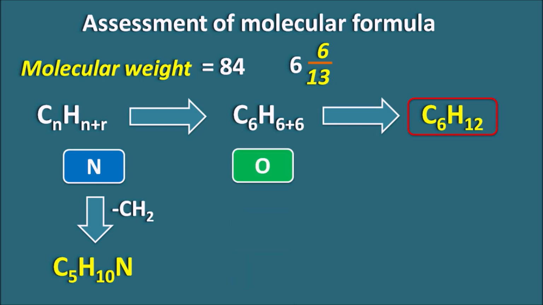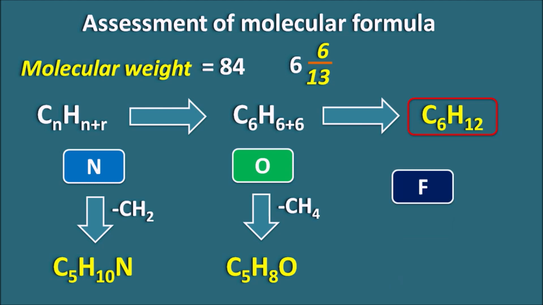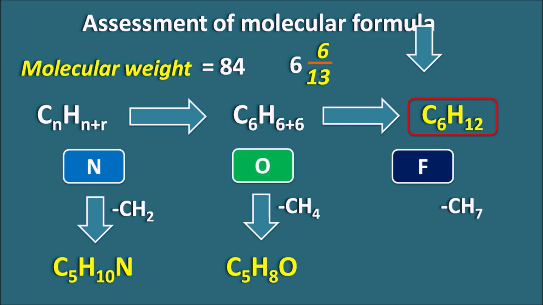Similarly, if we want to add oxygen, since oxygen has an atomic weight of 16, we can deduct CH4, because carbon is 12 and hydrogen is 4, so the total is 16. Then the molecular formula becomes C5H8O. And similarly, if we want to add fluorine, fluorine has 19, so we can deduct 1 carbon and 7 hydrogens. So it becomes C5H5F.